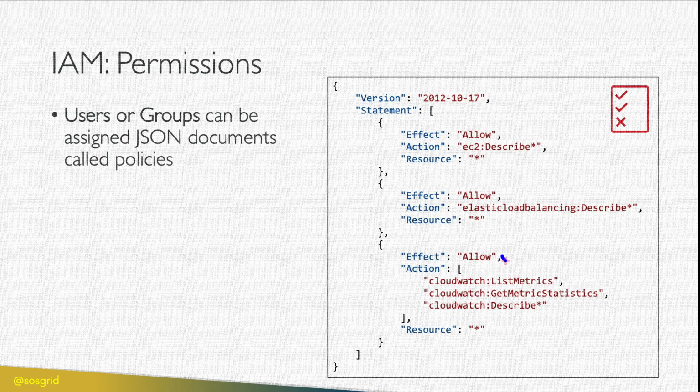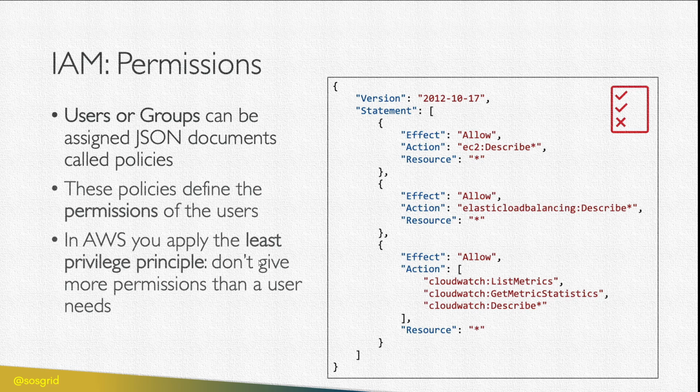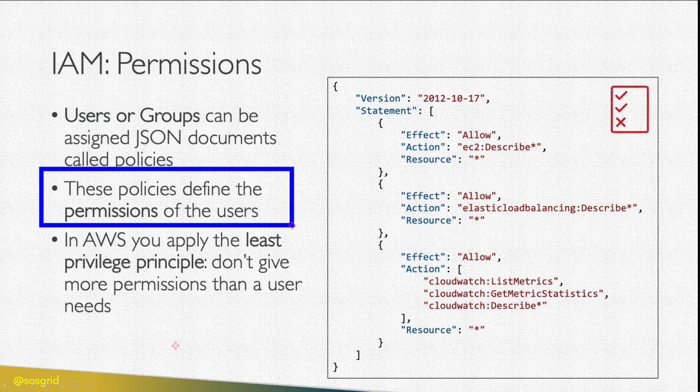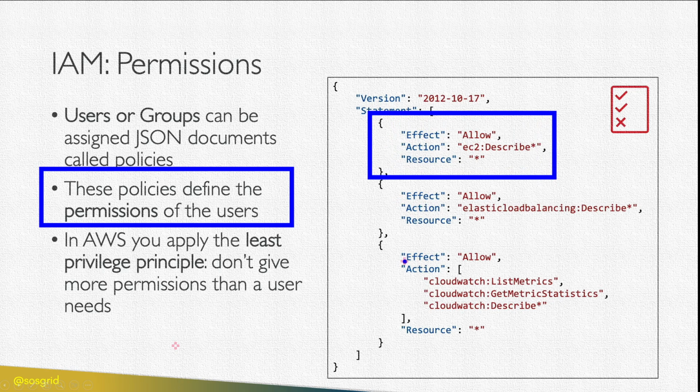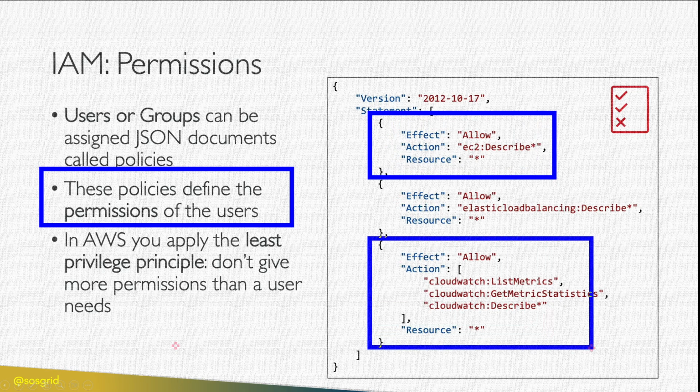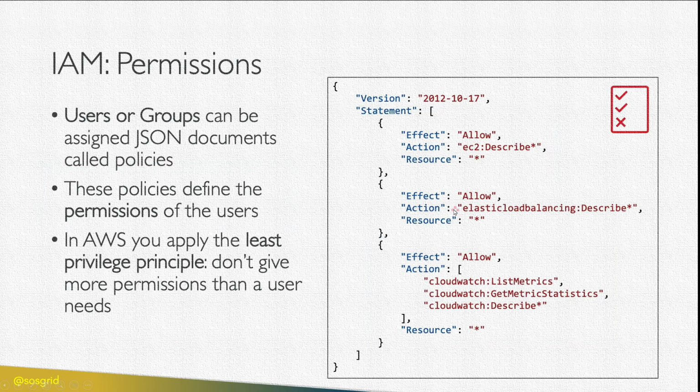So you can either allow or you can simply deny. Now, the last two things you need to know are that these policies define the permissions of the user, which is what I've just explained. Based on the permissions inside this policy, you can allow a user to do certain things. All right, and then you should not give more permission than you need.